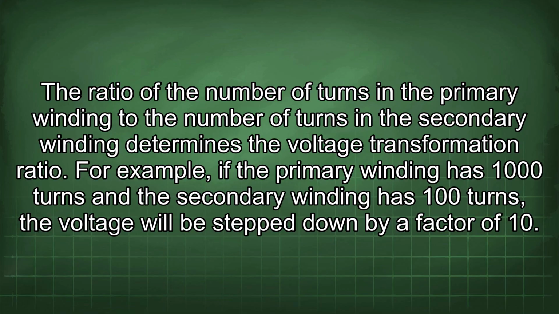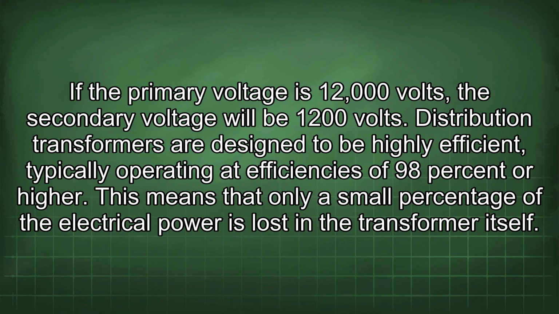For example, if the primary winding has 1000 turns and the secondary winding has 100 turns, the voltage will be stepped down by a factor of 10. If the primary voltage is 12,000 volts, the secondary voltage will be 1200 volts. Distribution transformers are designed to be highly efficient, typically operating at efficiencies of 98% or higher. This means that only a small percentage of the electrical power is lost in the transformer itself.